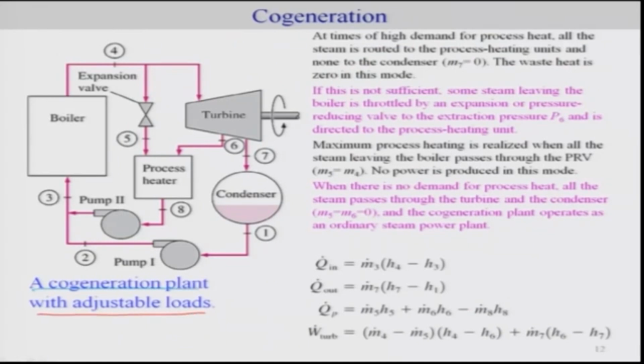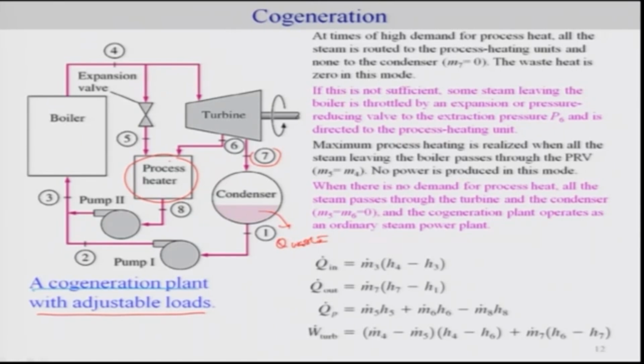And here, this is an example. From the boiler, some steam is taken out, goes to an expansion valve and goes to the process heater, and the rest of it goes to the turbine. And here itself, we make use of state 7, which directly goes to the condenser, and of course the heat is lost, so this could be waste, and some goes to the process heater.